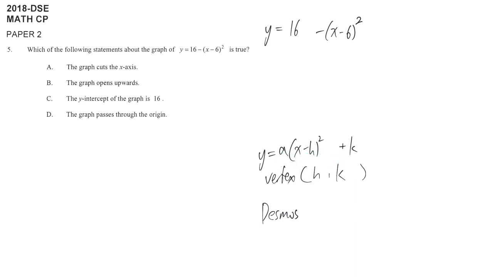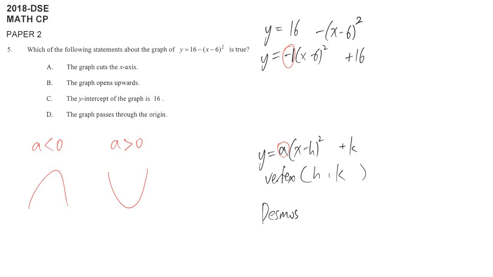But anyway, we are going to rewrite the given information in this format. So y is equal to negative (x minus 6) squared plus 16. Negative means negative 1, so in this case a is negative 1. This a is the same as in standard form. If a is smaller than 0, the graph opens downward. If a is larger than 0, the graph opens upward.